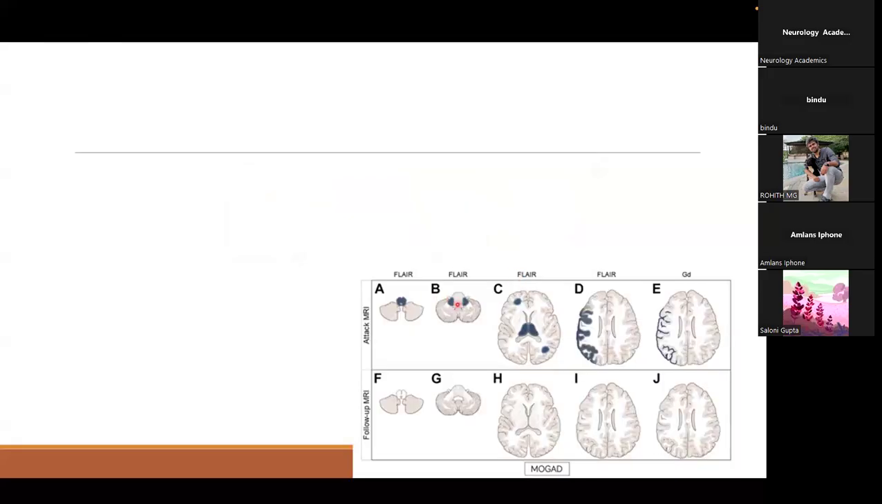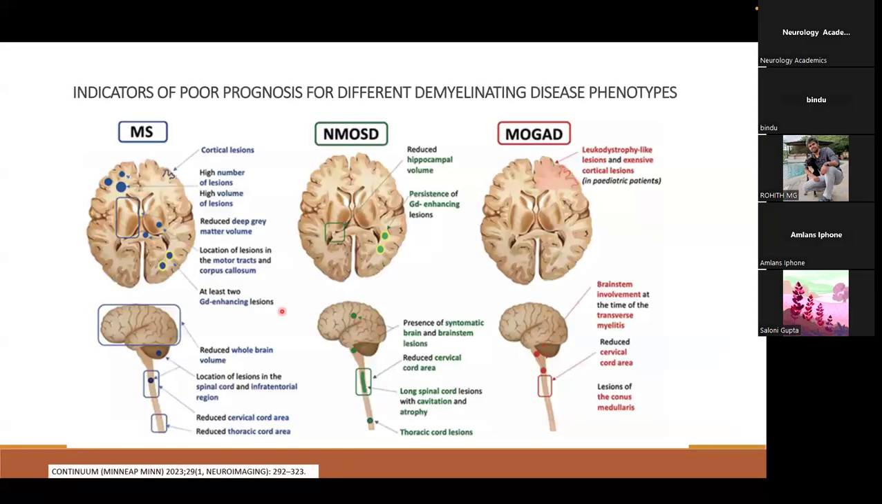And in MOGAD, as we can see, the patient will have MCP involvement, deep gray matter as well as white matter involvement, a cortical type of involvement with a leptomeningeal type of enhancement. And on follow-up, most of the lesions will resolve with not much atrophy setting in. And on MRI, there are indicators for poor prognosis.